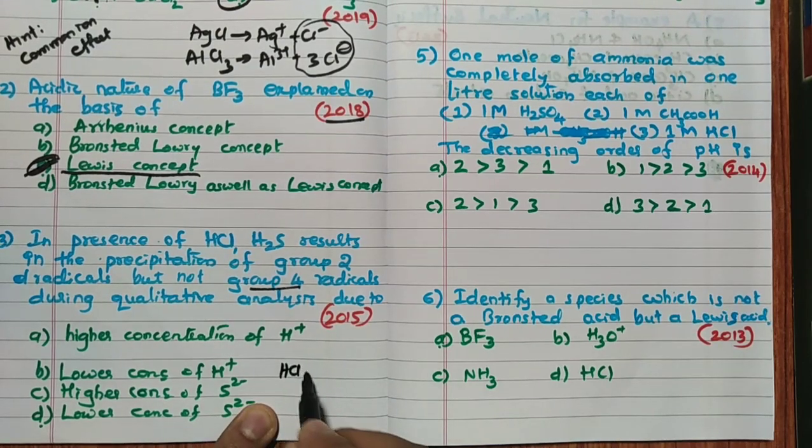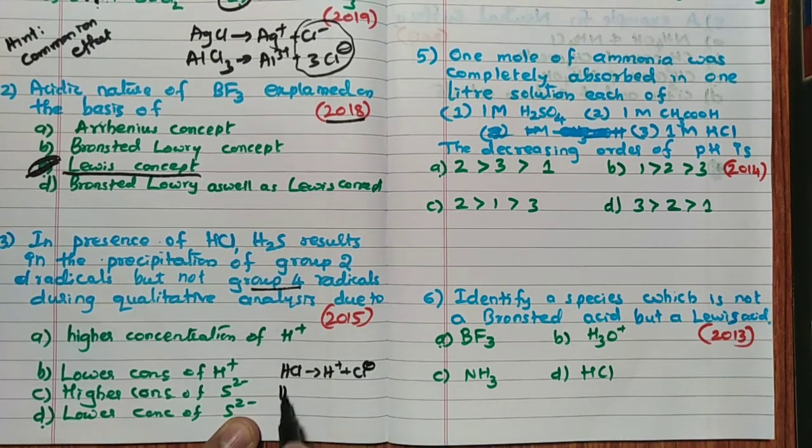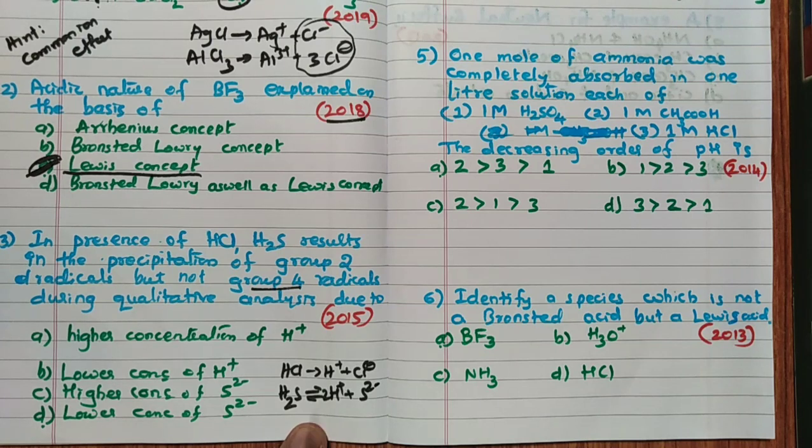See, HCl, when I take, it is a strong acid, right? So strong electrolyte, H plus and Cl minus. But H2S is a weak electrolyte. H2S gives rise to 2H plus and S2 minus. Remember. Now, to make the precipitate, what do we require? S2 minus concentration we require.